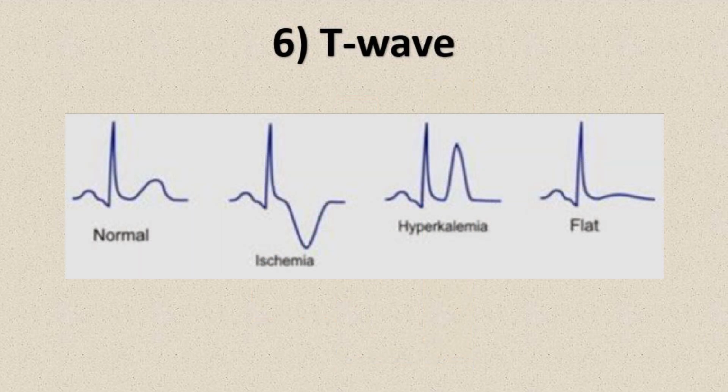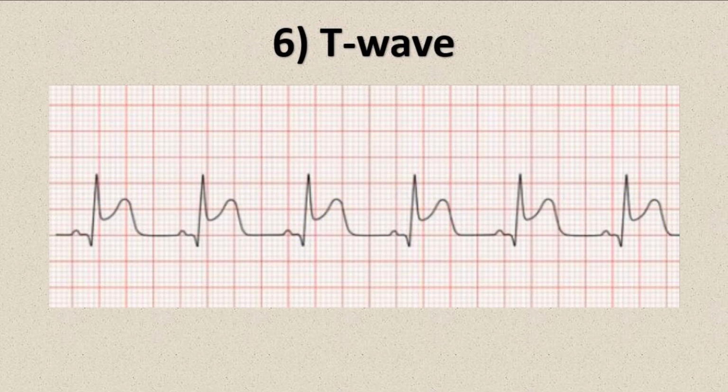Inverted T waves could be indicative of cardiac ischemia, while tall peaked T waves could potentially mean hyperkalemia. Flat T waves may be hypokalemia. And a raised ST segment, which is that ending of the QRS along with the T wave, may be indicative of an ST elevation myocardial infarction, or STEMI.